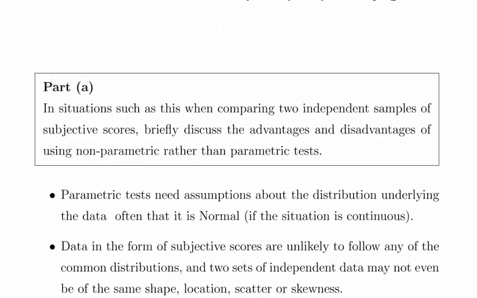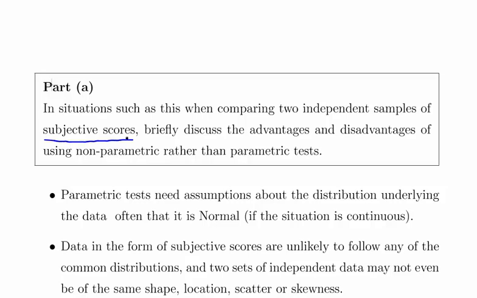In situations such as these, when comparing two independent samples of subjective scores, remember, these are subjective scores. Briefly discuss the advantages and disadvantages of using non-parametric rather than parametric tests. This sort of thing comes up quite a lot in life sciences, in medicine, in clinical studies, and psychology, and so on. So these non-parametric tests deal with a lot of data that is hard to model.